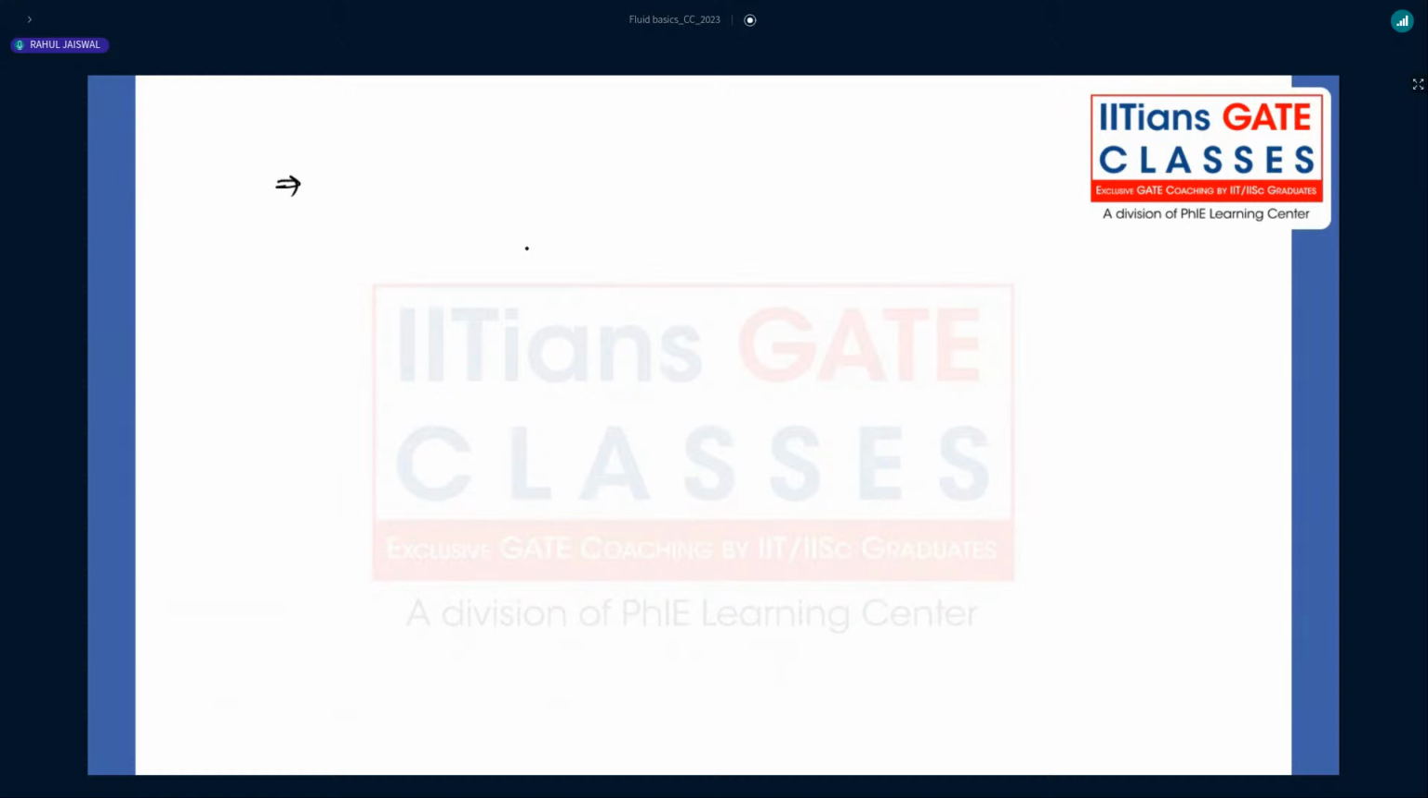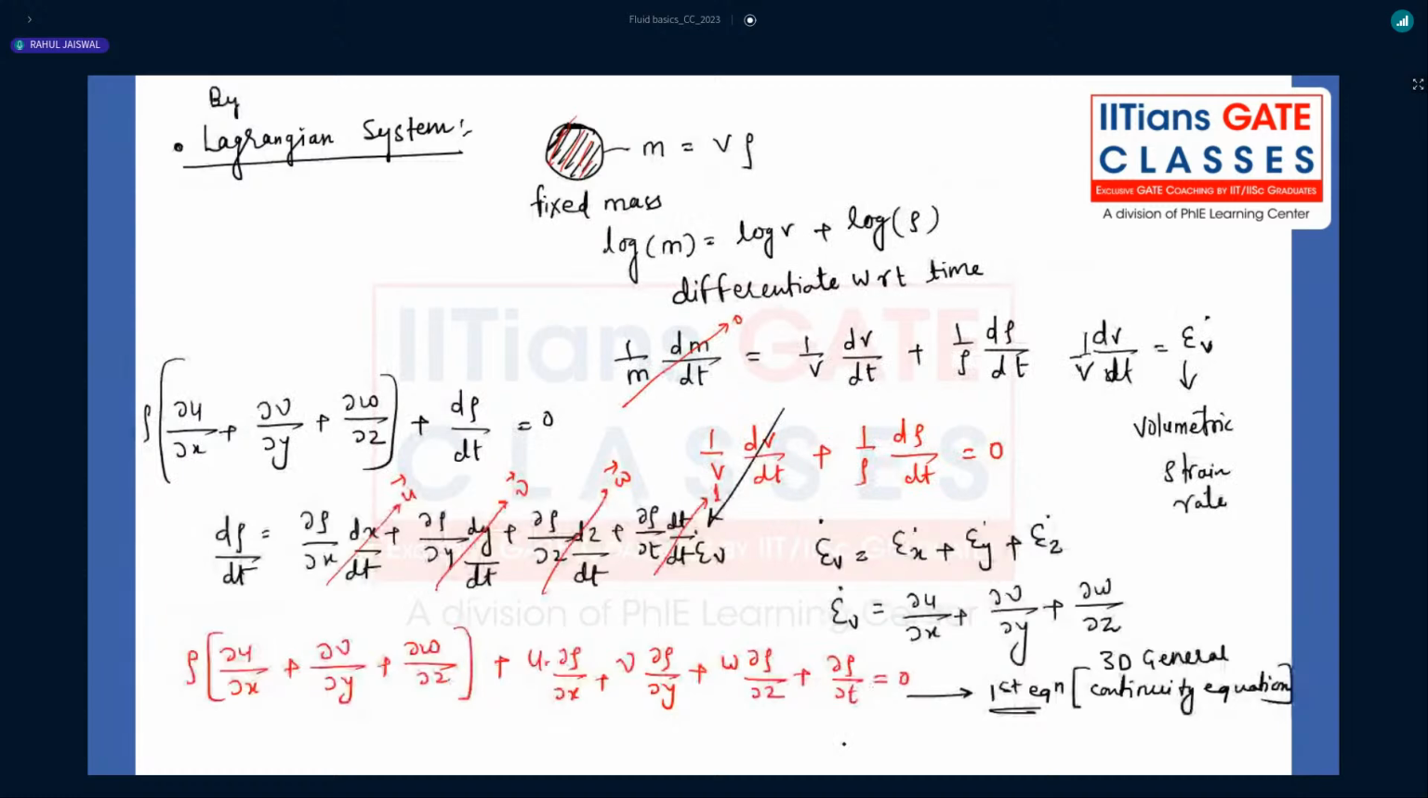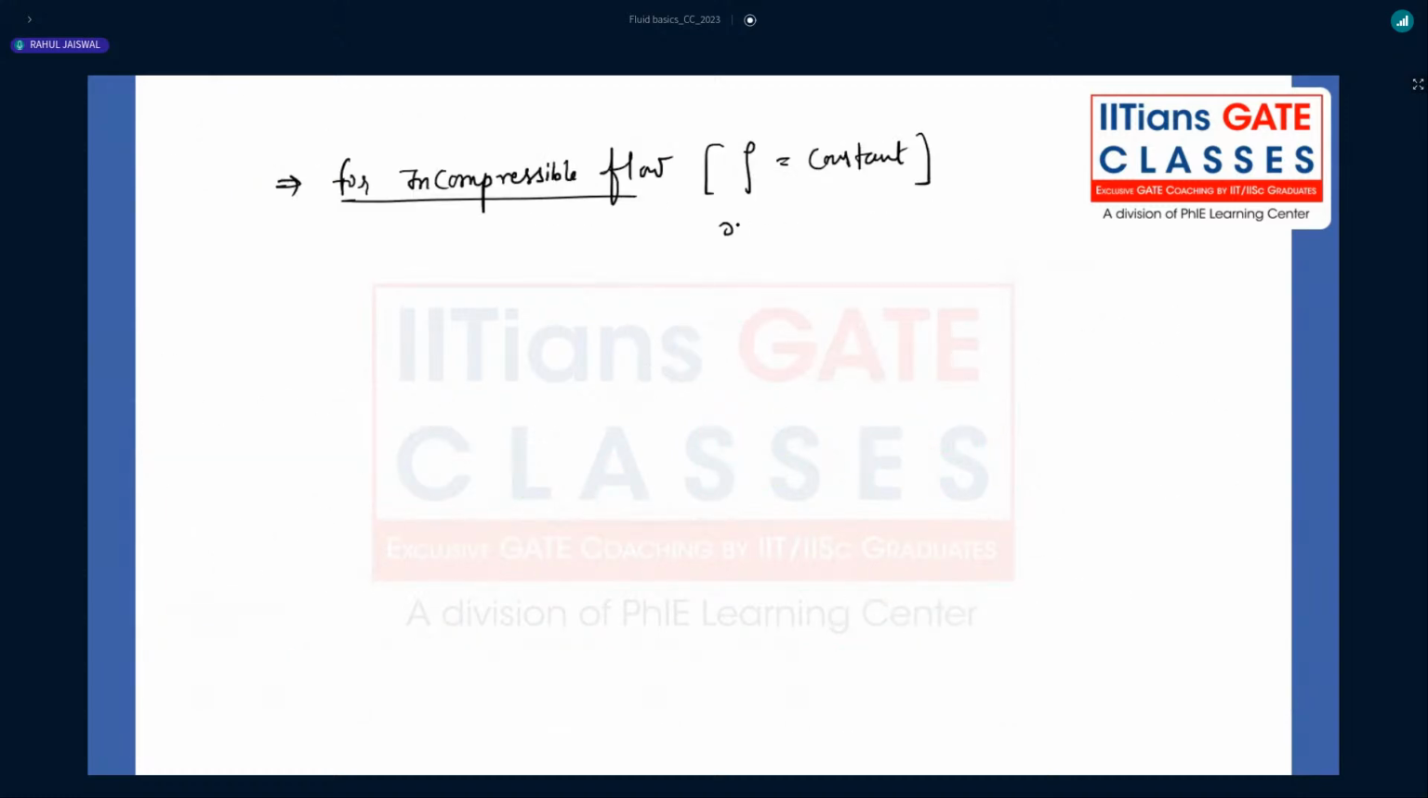Whatever equation you have written here, for incompressible flow of incompressible fluid, what can we write? Rho will be constant. Rho being constant means what? Once rho is constant, then ∂ρ/∂x will be 0. Automatically ∂ρ/∂y will be 0, ∂ρ/∂z will be 0, and ∂ρ/∂t will be 0. All of these will be 0.